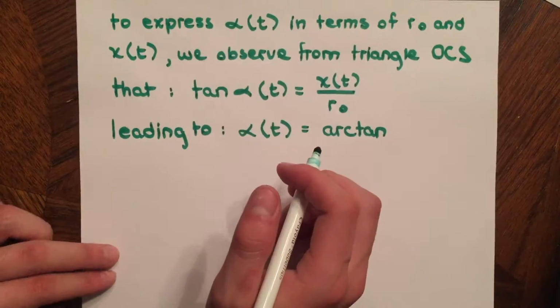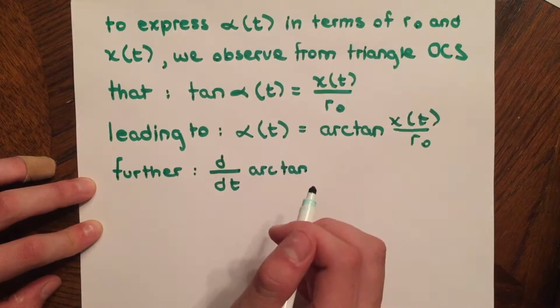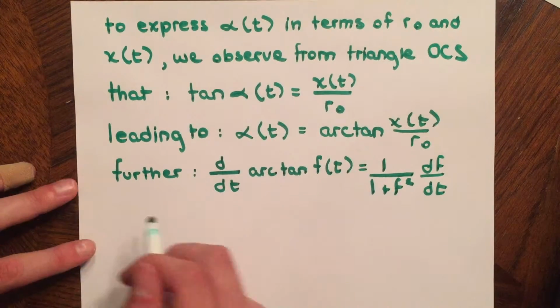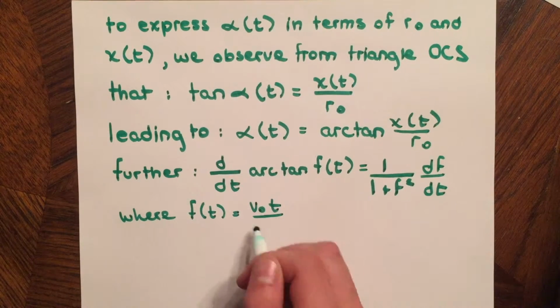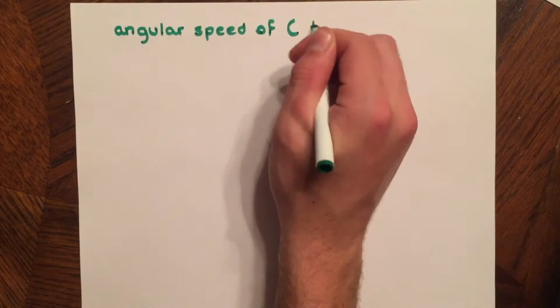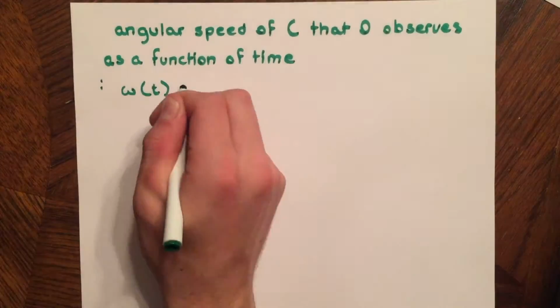To express alpha of t in terms of r sub 0 and x of t, we can use a standard trig equation, making a right triangle using the diagram that I used earlier. And then we can substitute this equation back into the previous equation and use standard differentiation rules, where f of t is any function of t, but it is f of t equals v sub 0 times time over r sub 0. Here we find that the angular speed of C that O observes as a function of time is this equation.